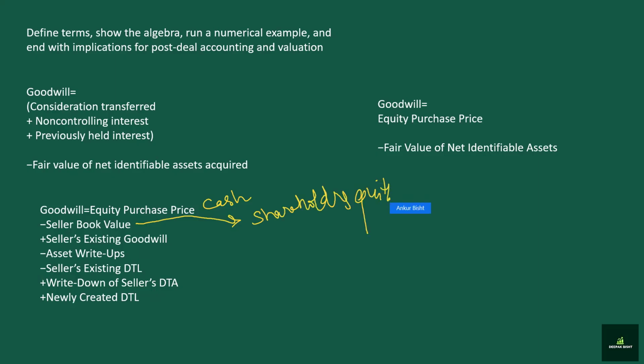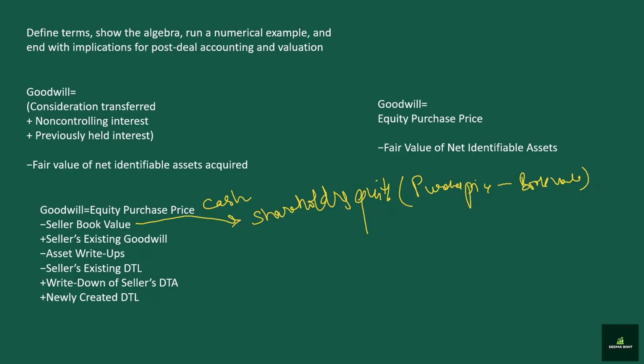Understand this thing. So shareholders' equity is actually the purchase price, and we subtract the book value. So that's the shareholders' equity.